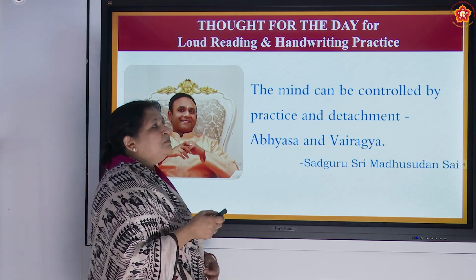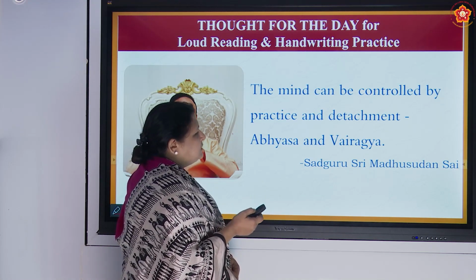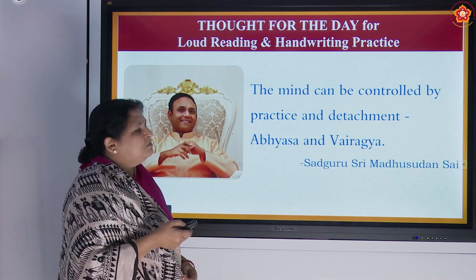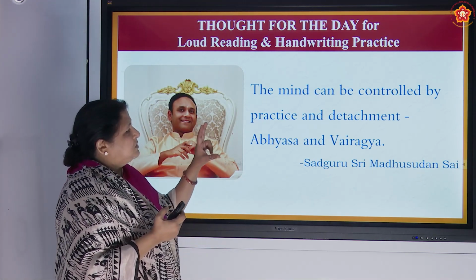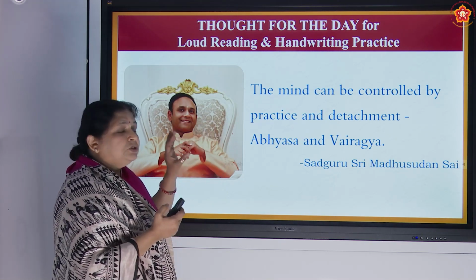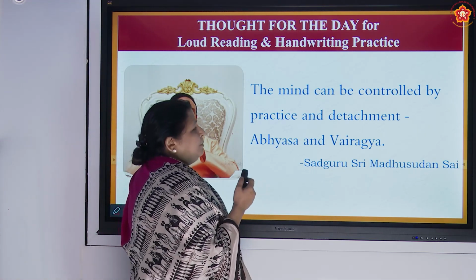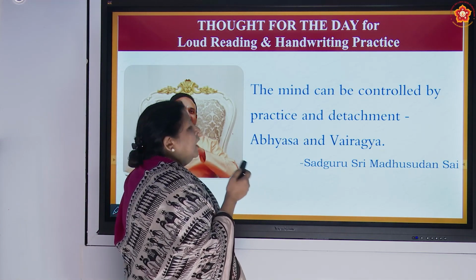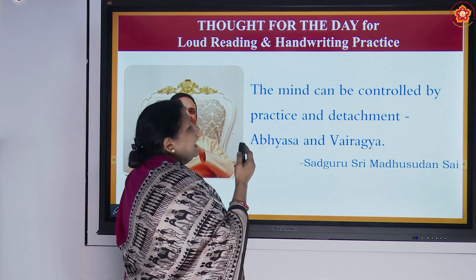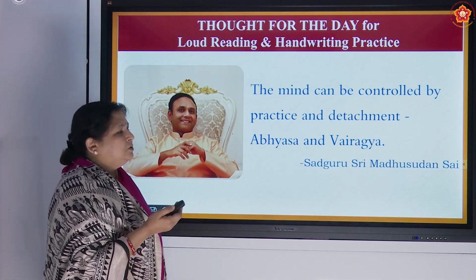The mind can be controlled by practice and detachment, abhyasa and vairagya. This is said by Sadguru Sri Madhusudan Sai. Though this is only one or two lines, it has a deep meaning in it. So just read again and again and you will come to know. The mind can be controlled by practice and detachment. Abhyasa, that is practice, it's a Sanskrit word, and detachment, vairagya. This is said by Sadguru Sri Madhusudan Sai.